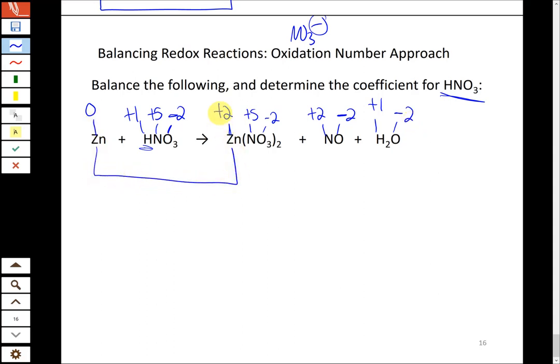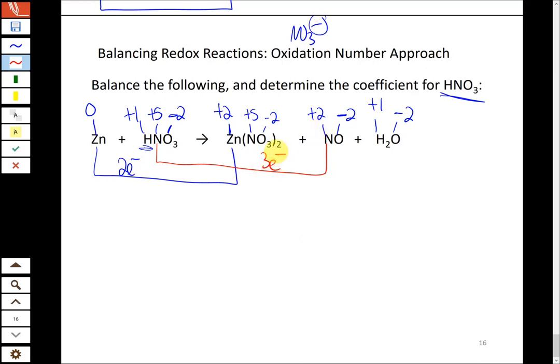Okay, so then the ones that are changing oxidation numbers, we have zinc going from 0 to +2, that's 2 electrons. And we also have nitrogen going from +5 to +2, that's a difference of 3, so that'd be a 3-electron process.